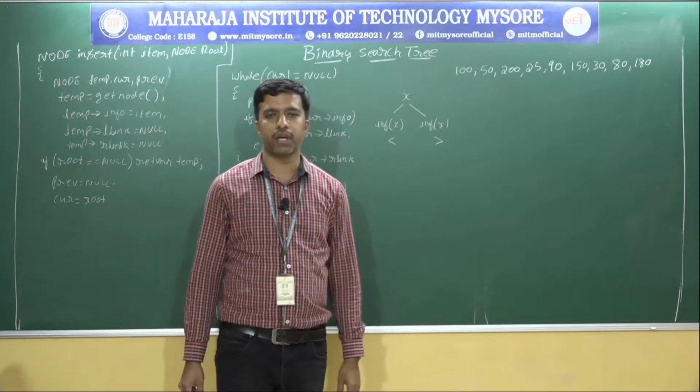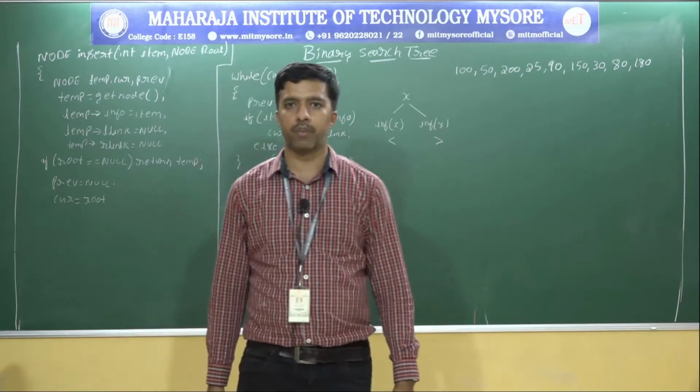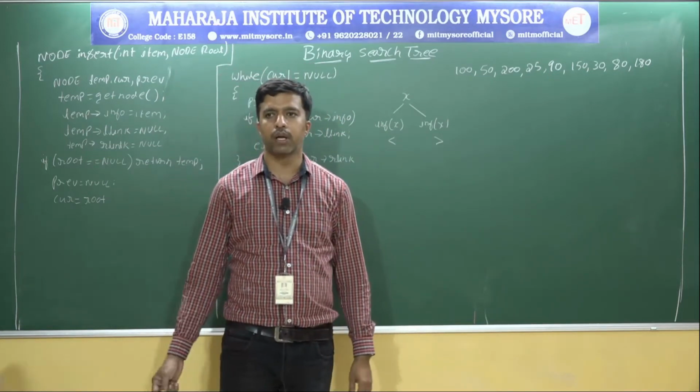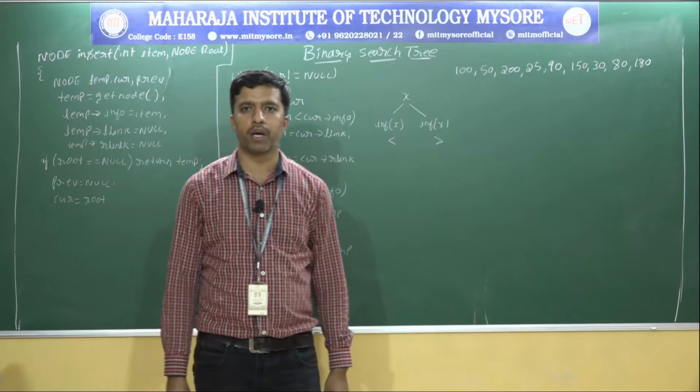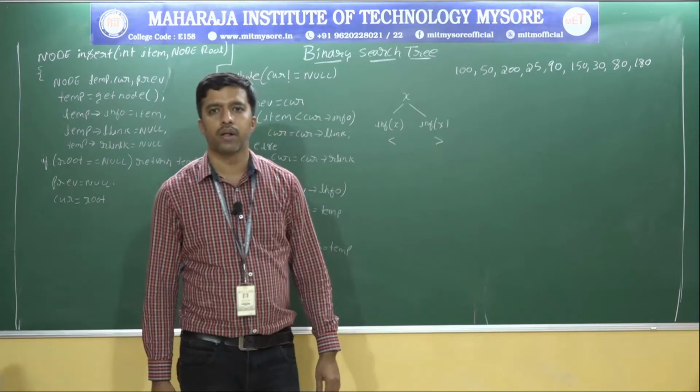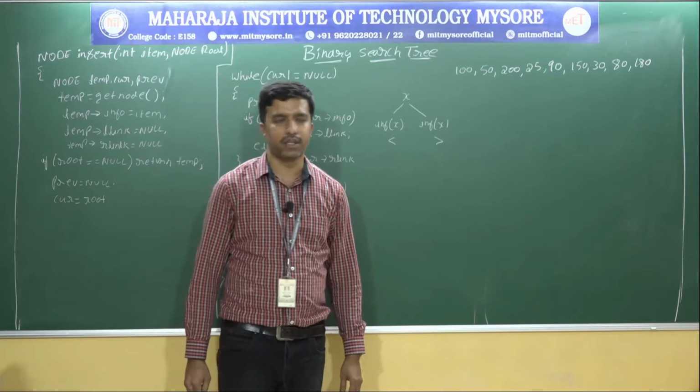A binary tree is a tree which has a maximum of two children. We saw in the last class what a complete binary tree is, and next the strictly binary tree and the skew tree. These are the concepts we discussed in the last class.